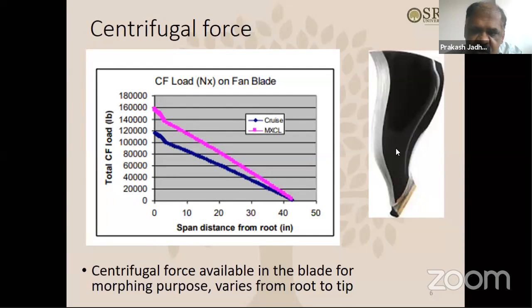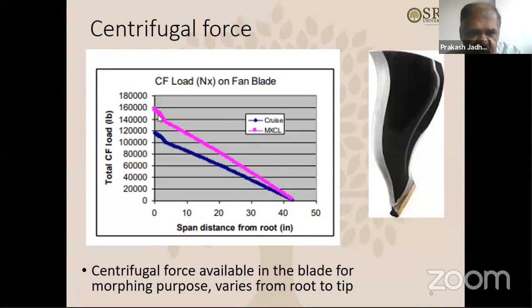As you go towards the tip of the blade, this is called the root of the blade, and this is called the tip of the blade. As you go from the root to the tip, the centrifugal force changes. This is what the graph here shows: the centrifugal force in the x direction. The x direction means this vertical direction here. The centrifugal force in the x direction changes like this at cruise and at other stages also.